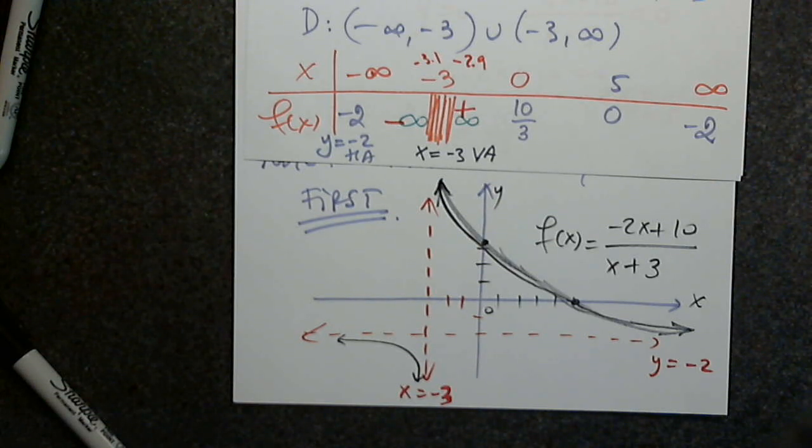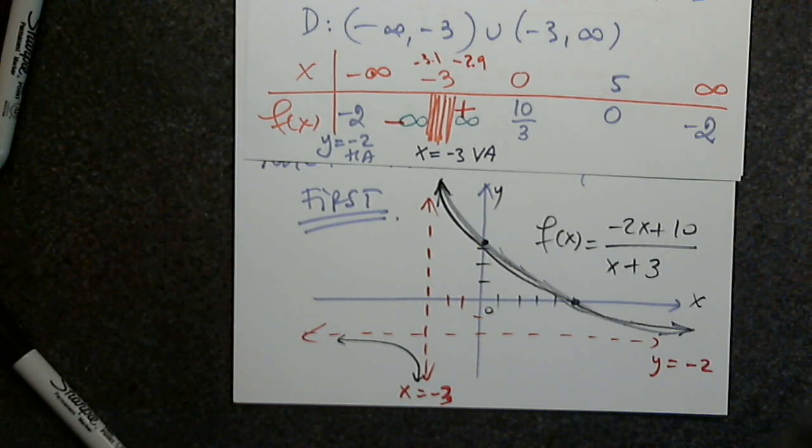Please clear everything you have. Do not forget parentheses. This is a rational function. It requires parentheses around the top and parentheses around the denominator, always. So negative 2x plus 10. Close the parenthesis and divide by, in parentheses, x plus 3.